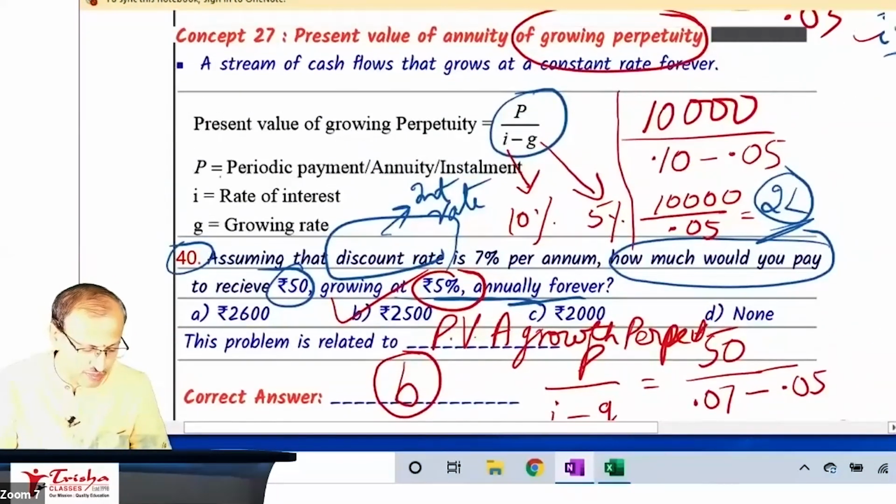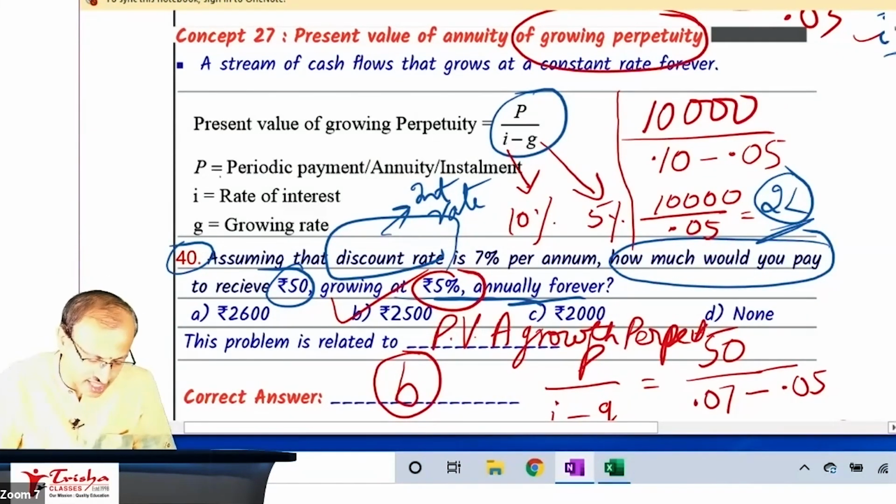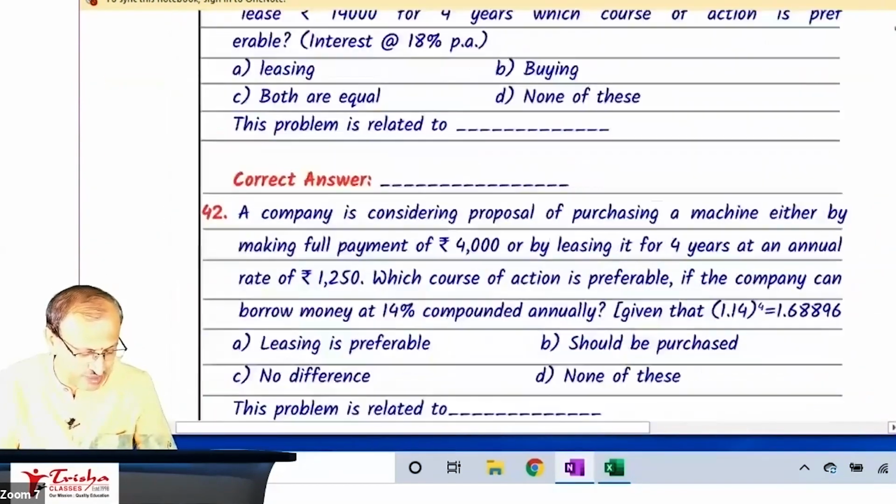Then we discussed present value of growing perpetuity. The perpetuity is not the same; the money will increase every time. We have taken it as I minus G. G is the new thing. G stands for growth, not Gopi. All right, G stands for growth.